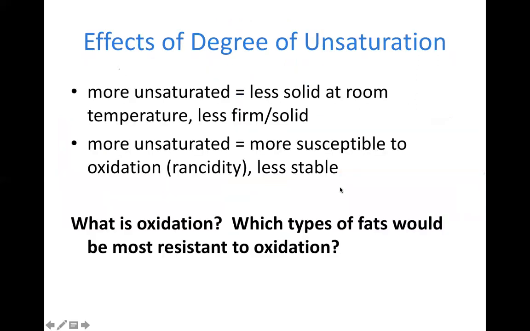Going back to the degree of unsaturation. The degree of unsaturation is how many double bonds are in a fatty acid. So if a fatty acid has 0 double bonds, it's considered saturated. If a fatty acid has multiple double bonds, it's considered unsaturated. And the more double bonds a fatty acid has, the more unsaturated the fat is. So they have different characteristics depending on the double bonds.